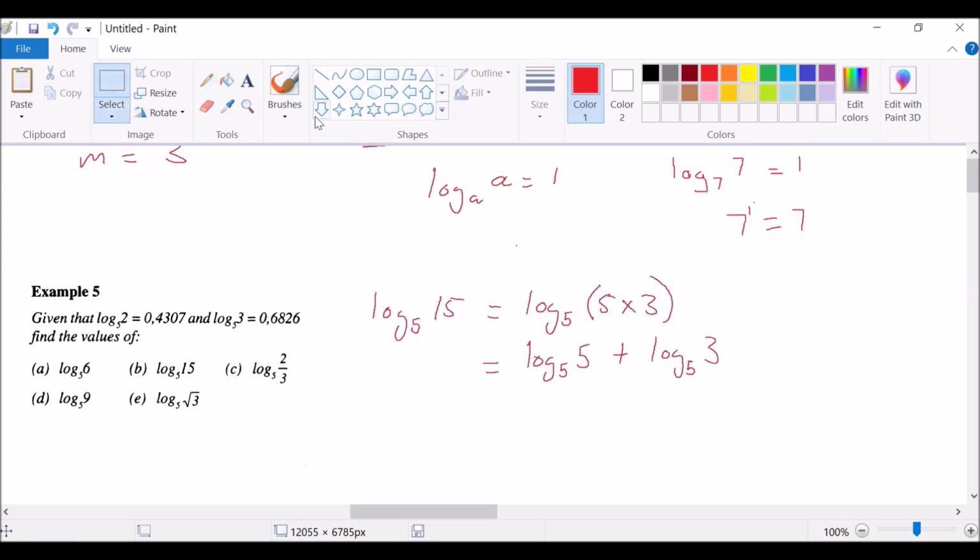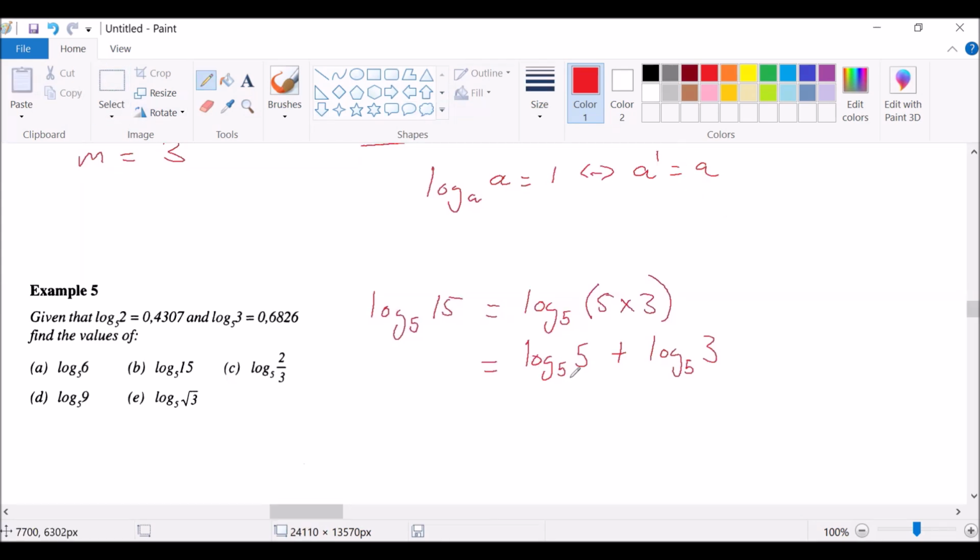That is another law. So log to base 5 of 5 is 1, plus log to base 5 of 3 is 0.6826. So our answer will be 1.6826.